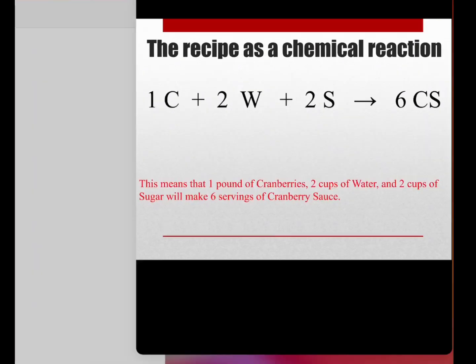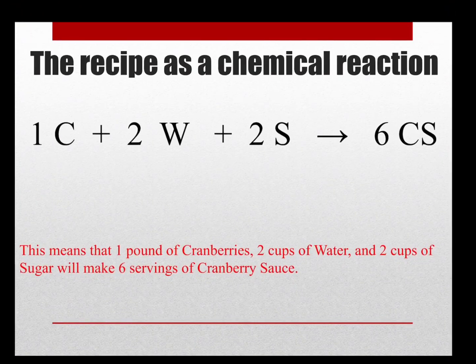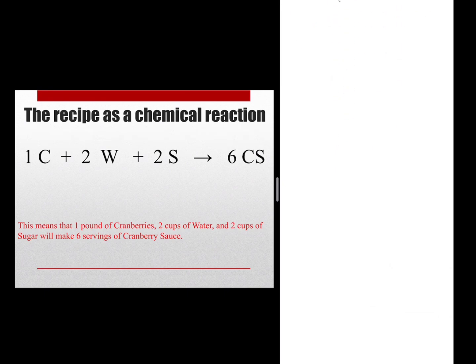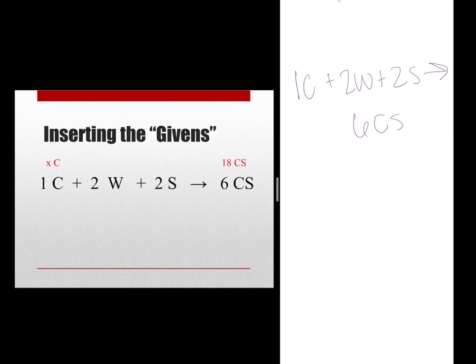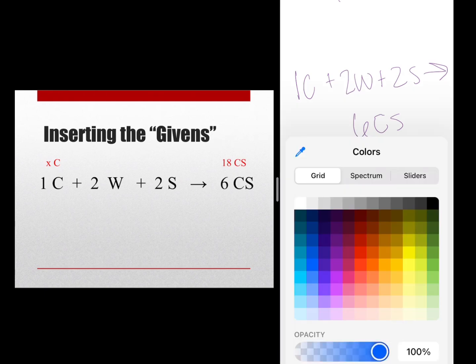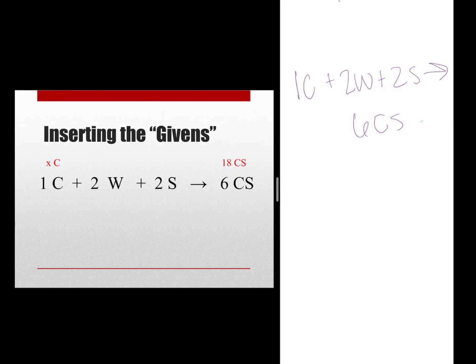So today, I want you to write that as a chemical reaction. Let me see if I can get my notes here. So I have 1 pound of cranberries, 2 cups of water, and we have 2 cups of sugar. That gives me 6 servings of cranberry sauce. Okay, so the first thing you need to do in stoichiometry problems is write your given on top of the equation. So I'll do mine in green.